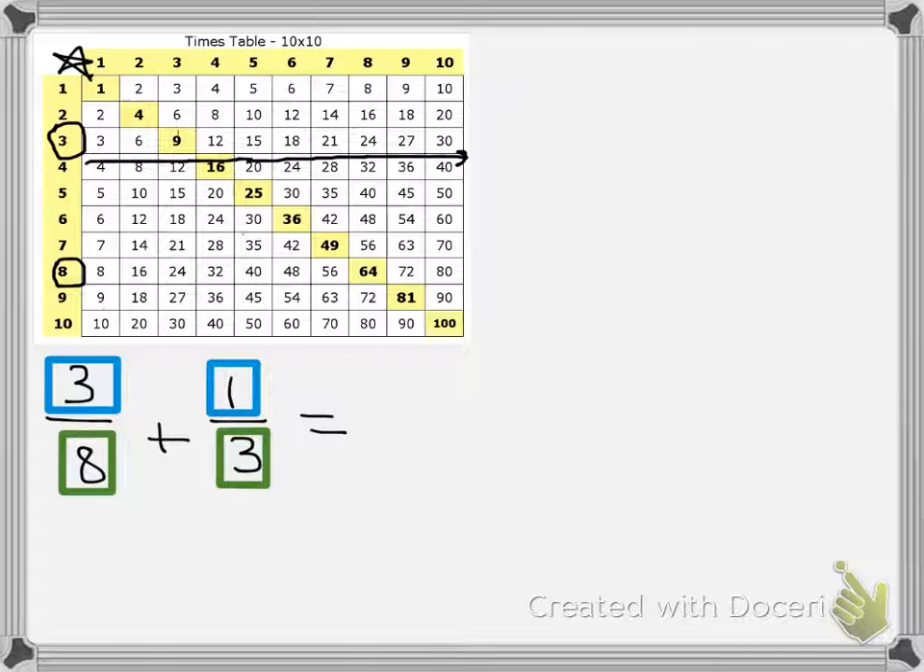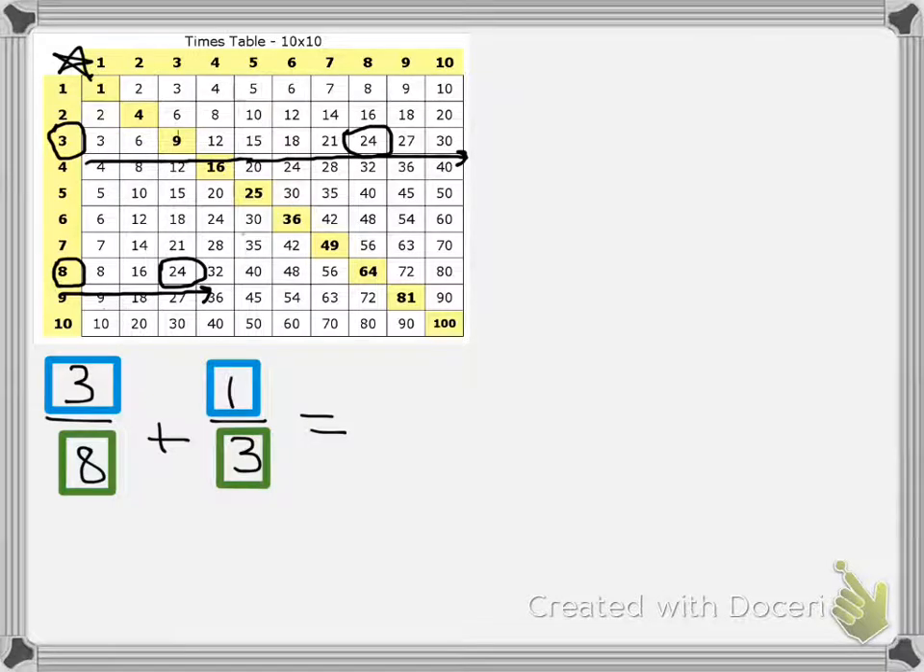But this time, instead of just looking all the way across, I'm going to look with a purpose to see if 8 and 3 have any common multiples. So here we go. And I found one. So I can see here that 8 has a 24 and 3 also has a 24.